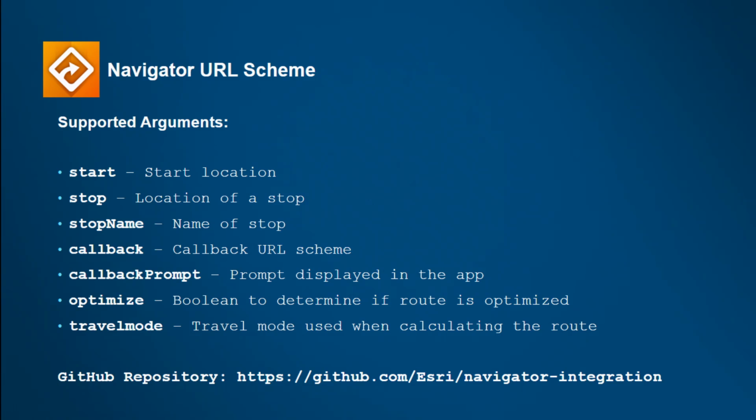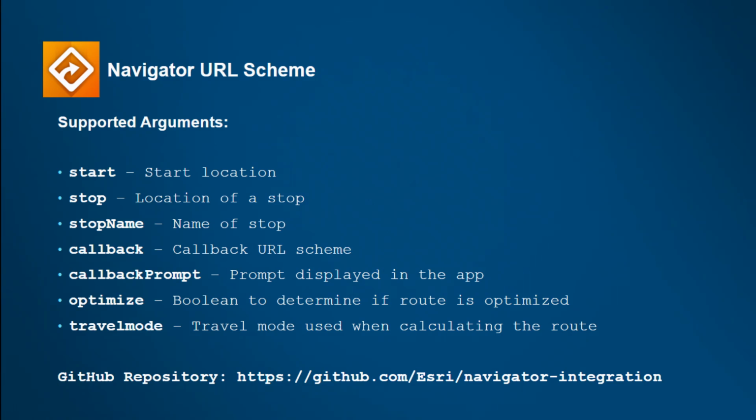There's the callback and the callback prompt. Really, the callback is just the URL scheme of the app that you want to call back into after the route. And then the callback prompt is really what you want Navigator to say. So it's really a call to action that you want to come up in the UX after you're done navigating that specific route. And again, you have a Boolean property to be able to optimize the route.